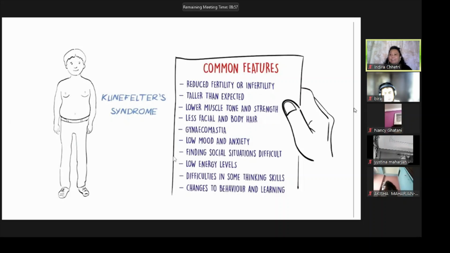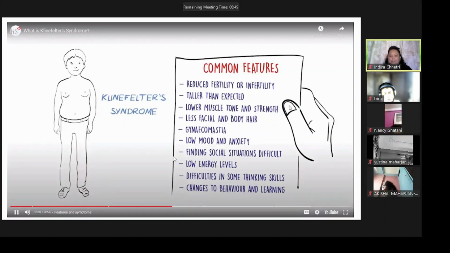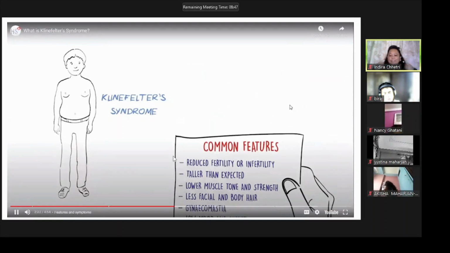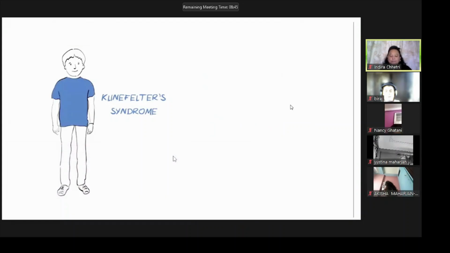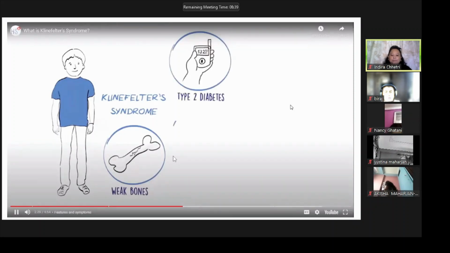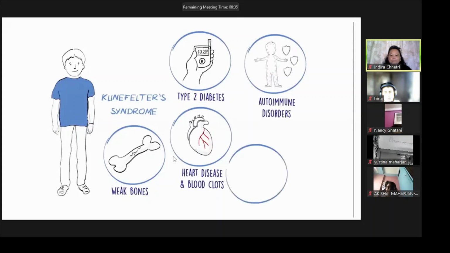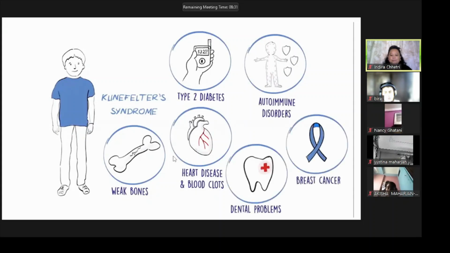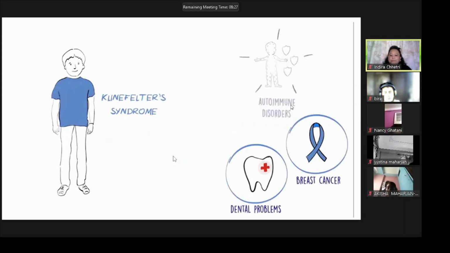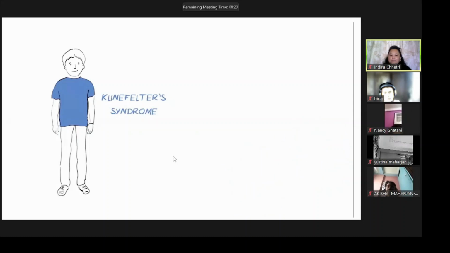Changes to behavior and learning, such as language development difficulties, although intelligence is usually unaffected. Apart from these features, men with Klinefelter syndrome also have a slightly increased risk of developing other long-term health problems, including weak bones, type 2 diabetes, heart disease and blood clots, autoimmune disorders, dental problems, increased risk of male breast cancer. These may seem like a long list, but the condition is very variable, and most will experience few problems.